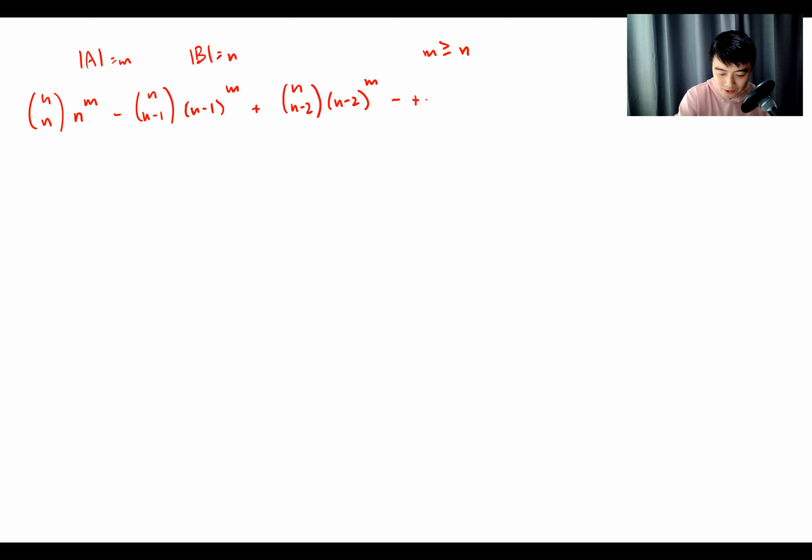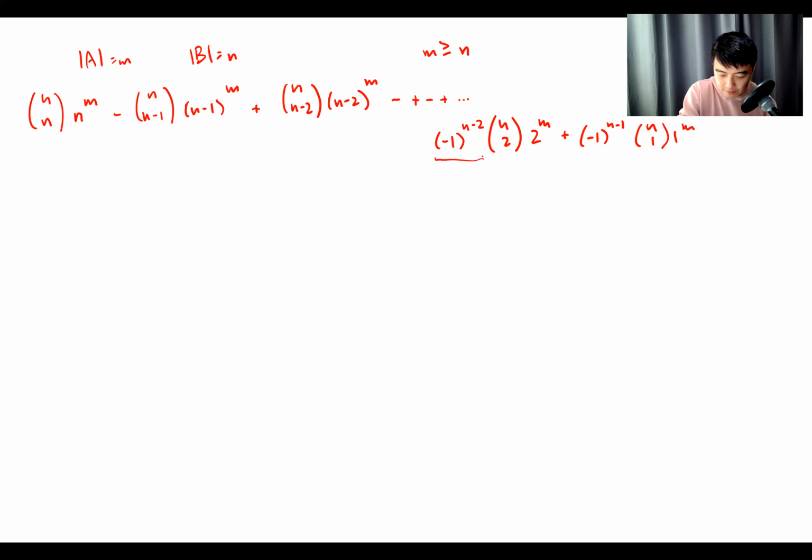So this is going to alternate plus, minus, plus, minus, plus, and then all the way down to eventually we're going to get -1 to the power of n minus 2, n choose 2, 2 to the m, plus -1 to the n minus 1, n choose 1, 1 to the m. So this is our full equation. So just verify that this is what we get.